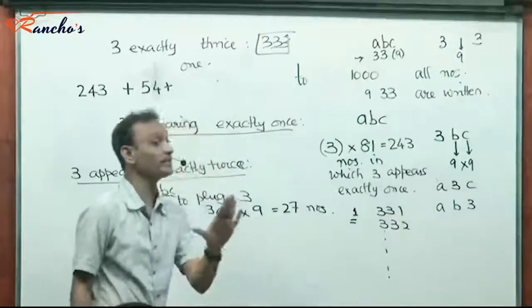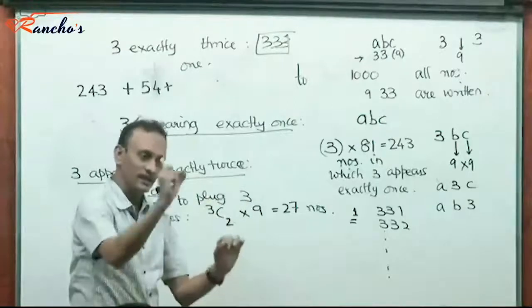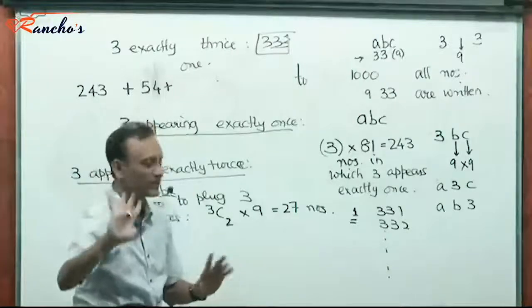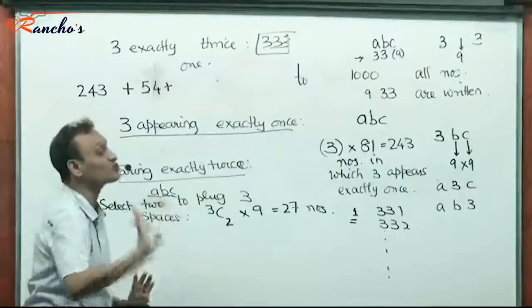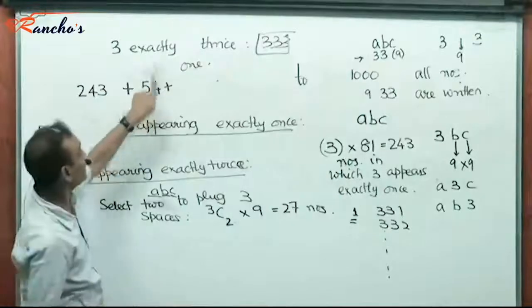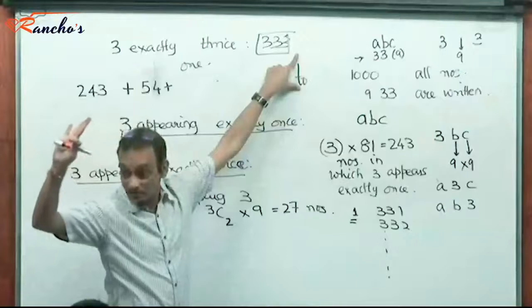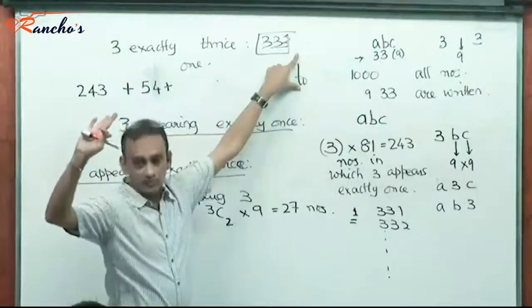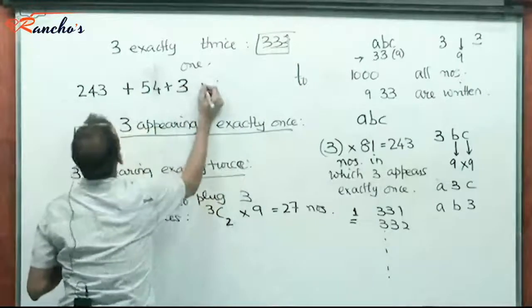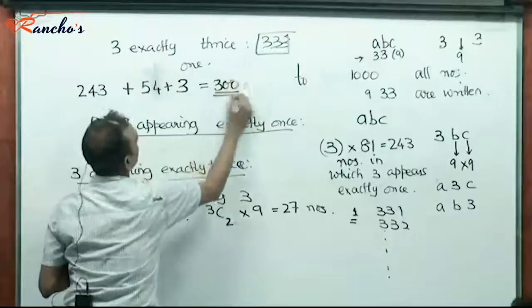I'll look at what you say, but that's not the logic. I could have done it in one line: 3 in any one of the locations, into 10 remaining 2 spaces in 10 ways. But you have to give a very sound logic for that. 54, and then 3 appearing exactly thrice, 3 times. So 57, 243, that makes it 300. 300 numbers in all.